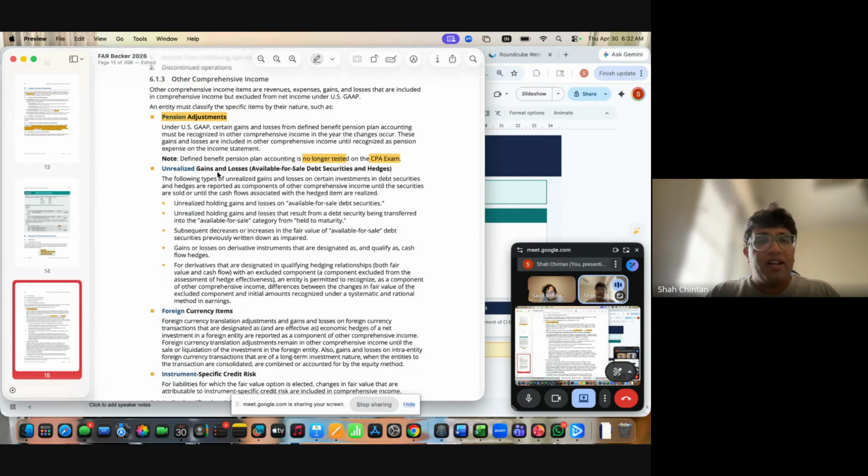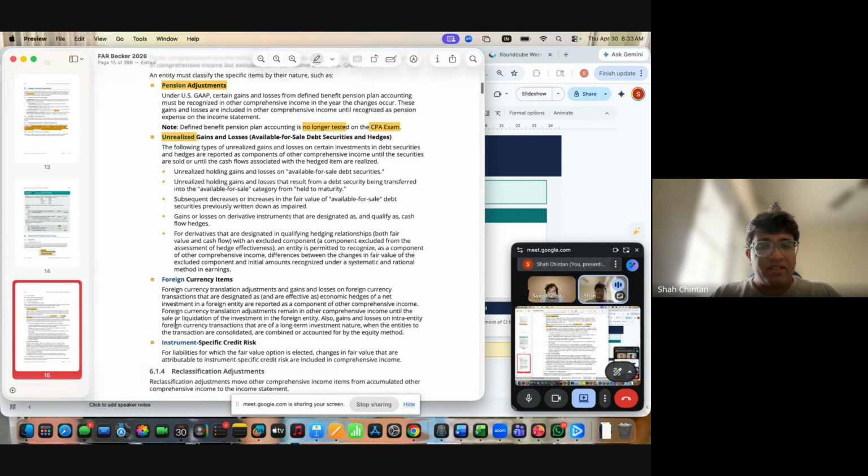Number two, unrealized gain and losses for available for sale and debt security. Now again the word says these are unrealized gain. So you park everything into the OCI, and once you sell the security, you transfer OCI into your P&L.